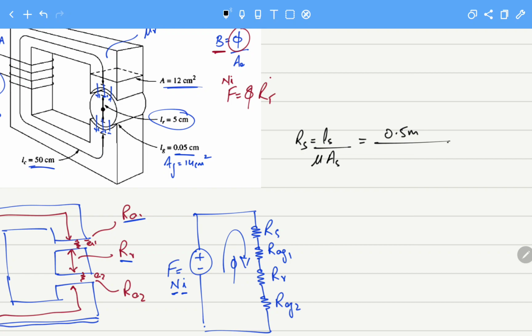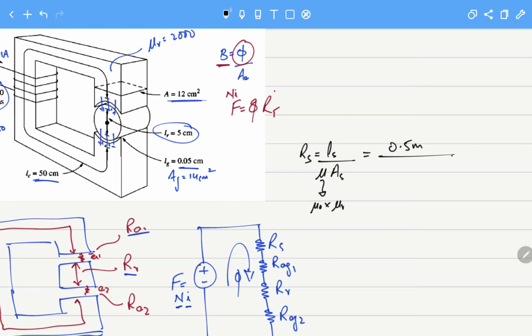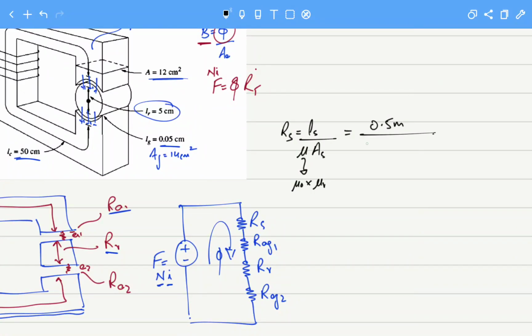Mu we know is equal to mu naught into mu r. Because the relative permeability is 2000, we will have 4 pi into 10 raised to power minus 7 and 2000. And what about the area of cross section for the core? Here it is 12 into 10 raised to power minus 4.